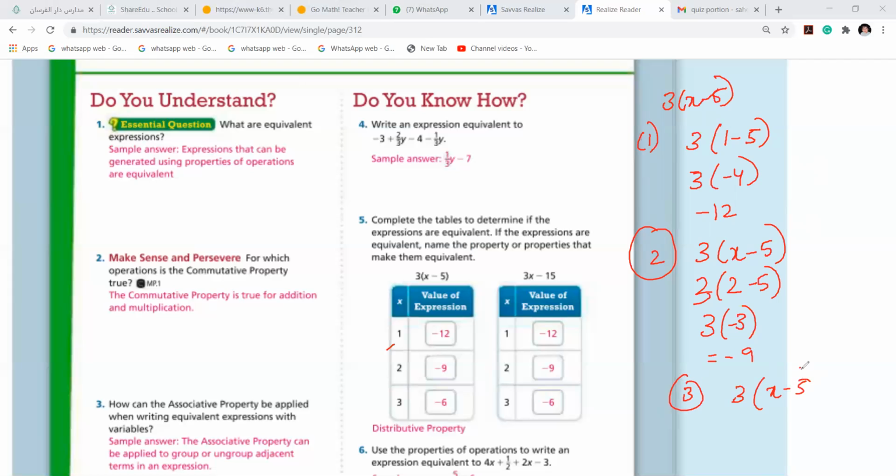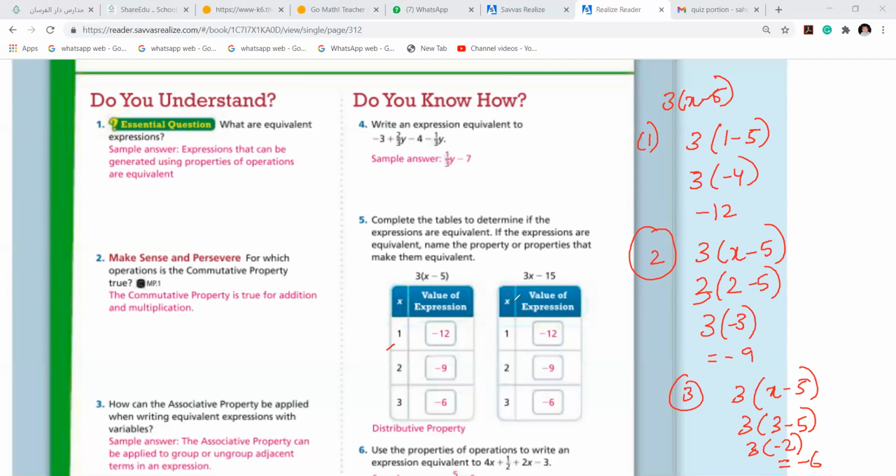I have 3x minus 5. Instead of x, I put 3, 3 minus 5. So 3 minus 5 is minus 2. So I get minus 6. I get minus 12. I get minus 9. I get minus 6. Same here also. Any questions? No. Again, I'm saying these are the questions which are there for your test in the final exam. So please stop me here and say if you don't get it.